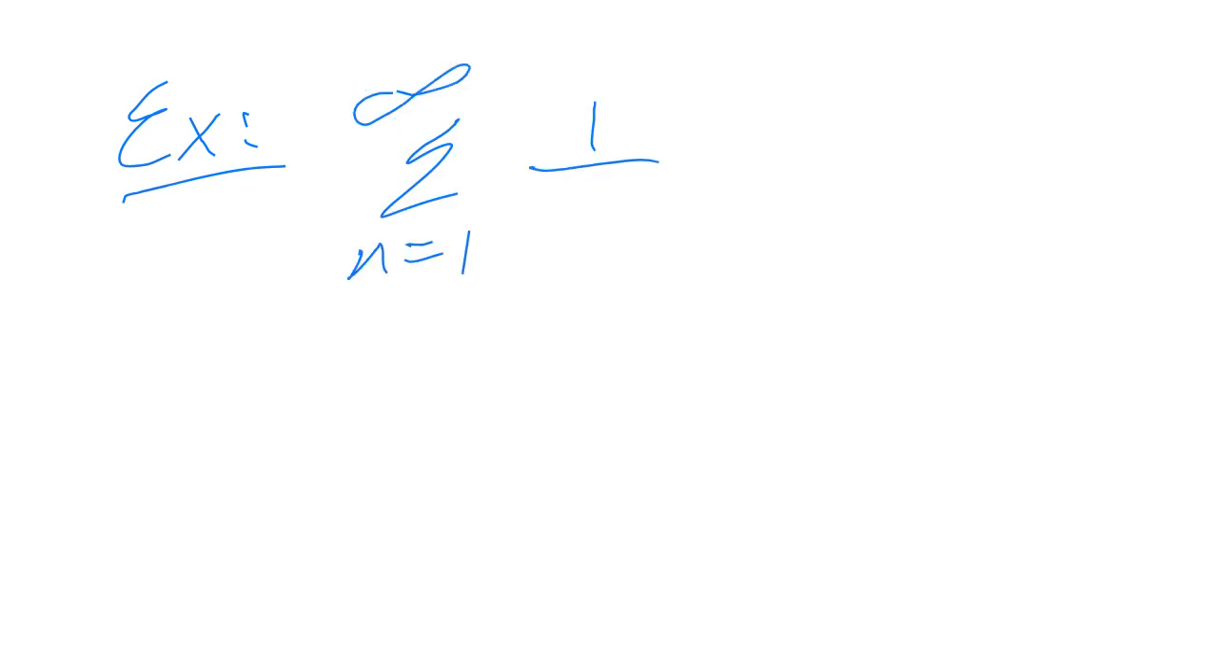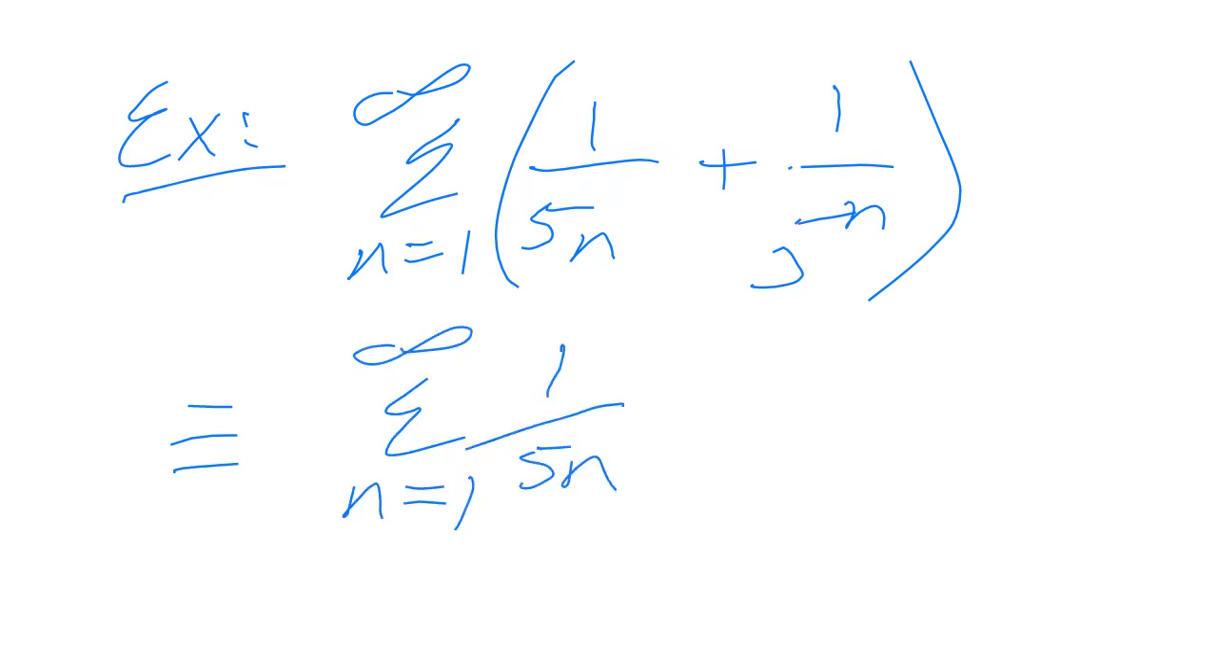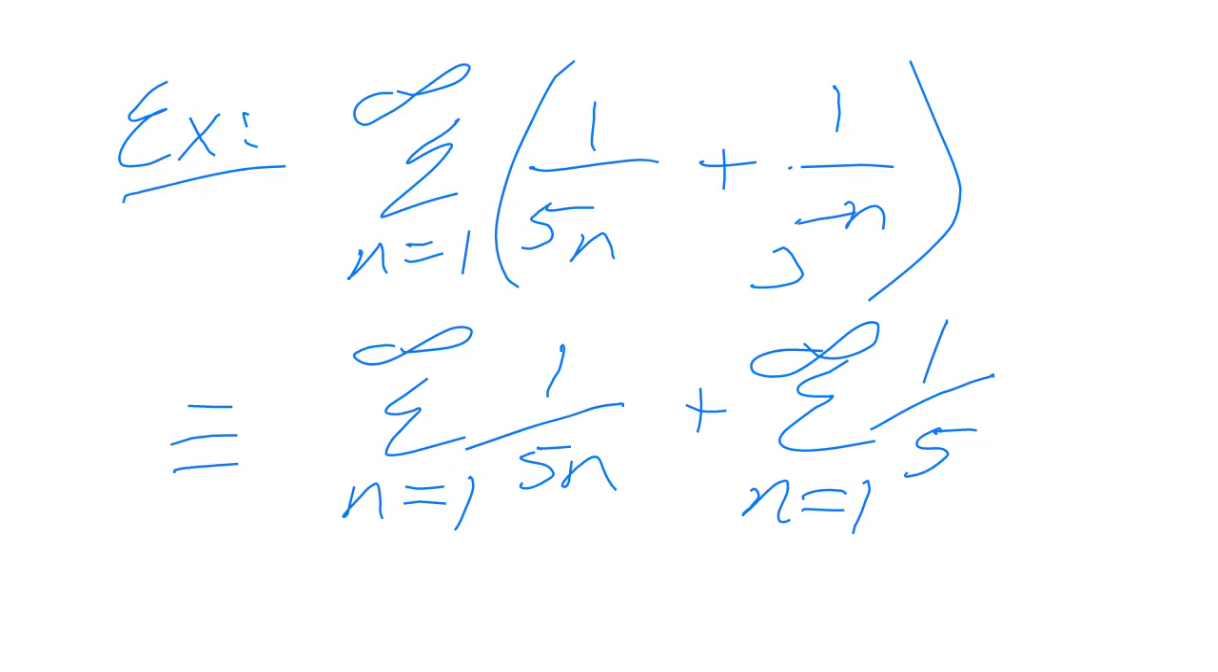So now let's look at one more example that maybe gets a little bit more involved. If I have the sum n equals 1 to infinity of something like 1 over 5n plus 1 over 5 to the nth power. Well, once again, the sum is the sum of the sigmas. So I can write that as the sum n equals 1 to infinity of 1 over 5n plus the sum n equals 1 to infinity of 1 over 5 to the n.